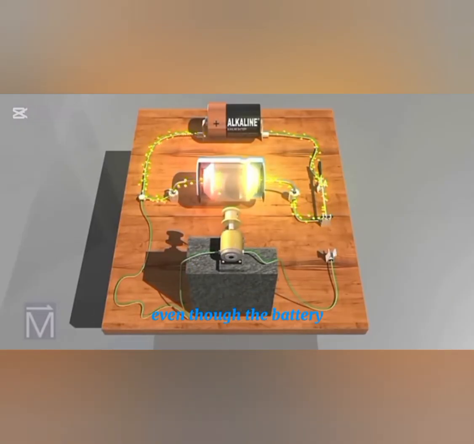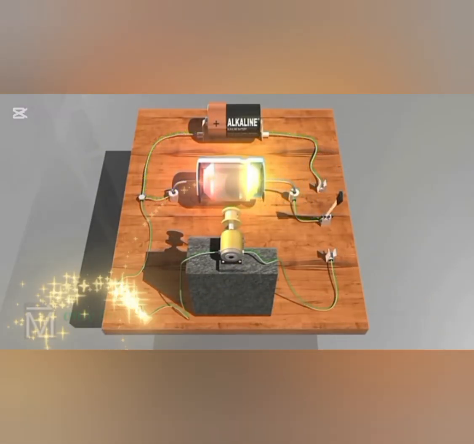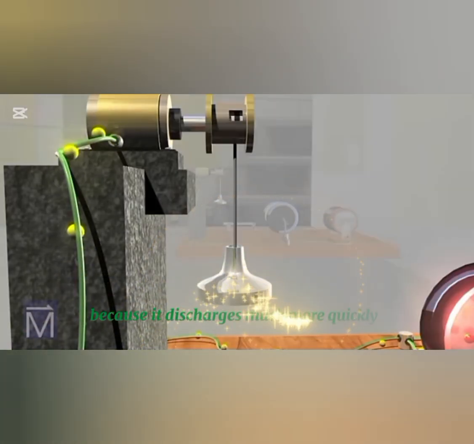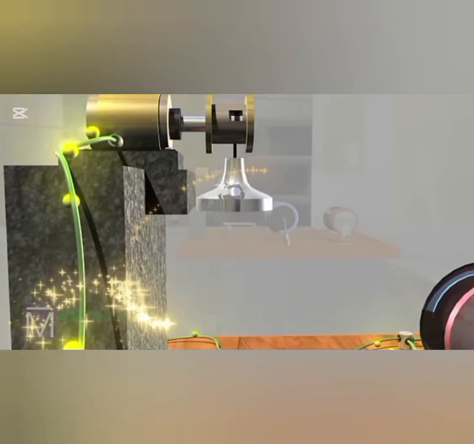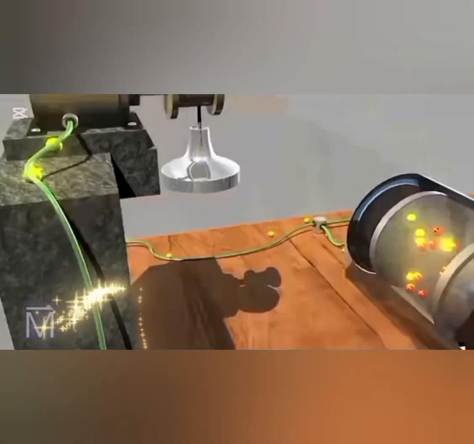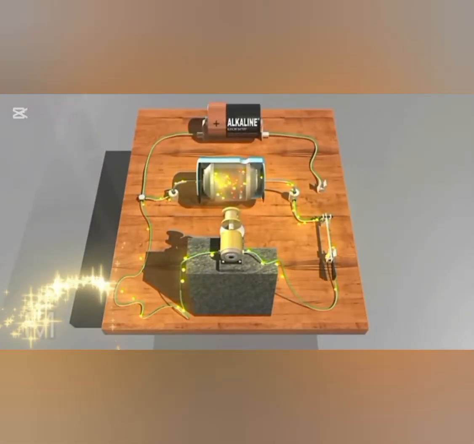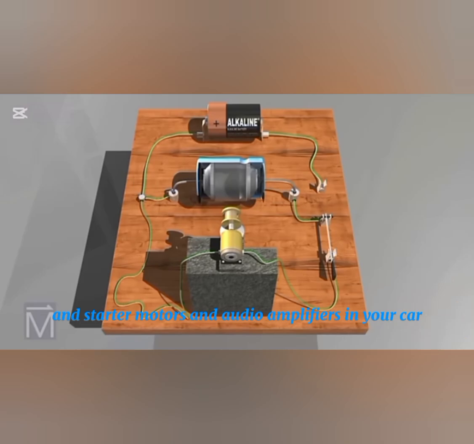Even though the battery and the capacitor attempted this task with the same amount of charge, only the capacitor successfully powers the motor lifting the weight because it discharges much more quickly. This feature makes capacitors useful for powering things that need a quick surge of energy, such as flash bulbs and cameras, and starter motors and audio amplifiers in your car.